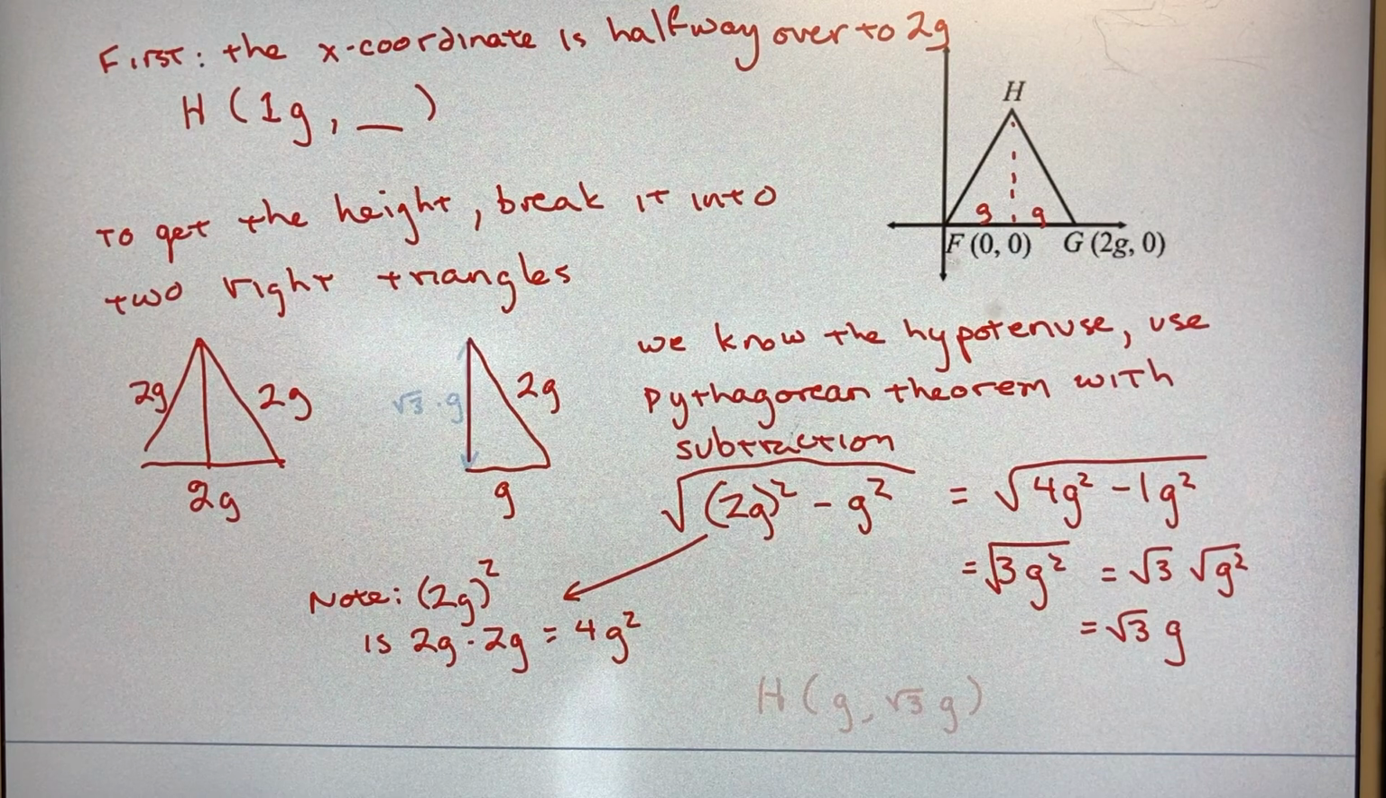Okay, so the coordinates of H, so that was the height. Let me write that in blue. Square root of 3 times g is the height. And that's how far up and down we're going to go. And we're going up from the x-axis, so the coordinates of H are over 1g and up root 3g. There you go.